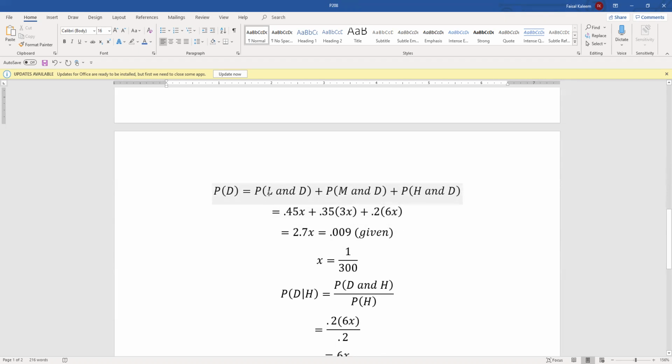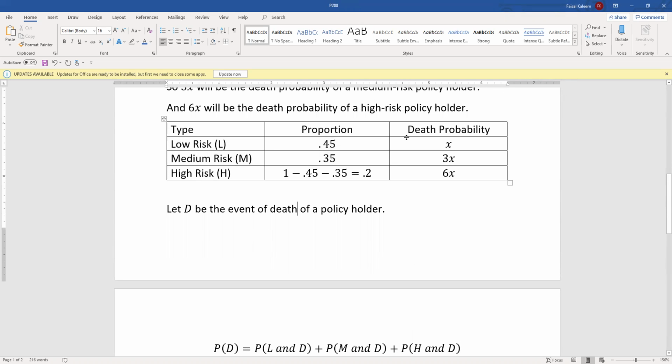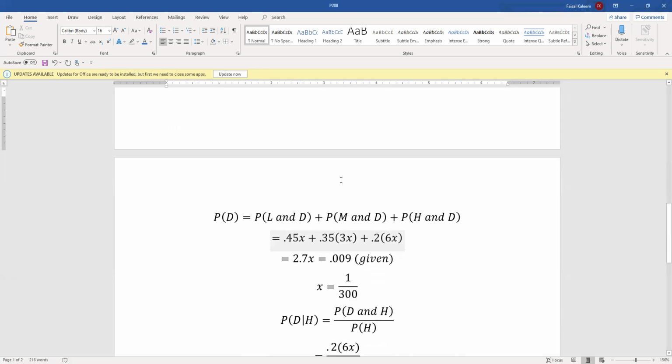It'll be probability of low risk and death plus probability of medium risk and death plus probability of high risk and death. So low risk was 45% and death probability of those was X. So this is 0.45 times X plus 0.35 times 3X plus 0.2 times 6X. And that's 2.7X, and that death probability is given to be 0.009. So X equals 1 over 300.